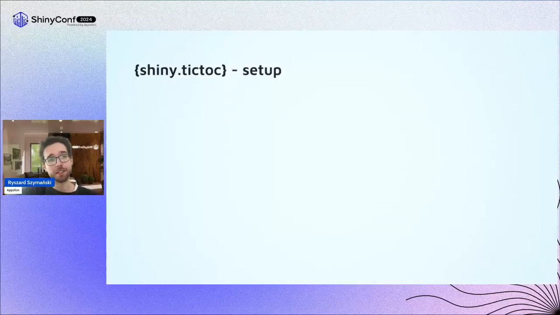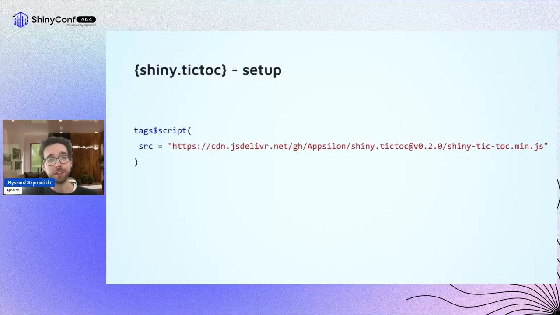To start using ShinyTictoc, all you need to do is include this code chunk anywhere in the UI of your Shiny application. ShinyTictoc is actually a JavaScript file which sets up all of the measurements for you. You don't need to install any R package or install any system dependencies. You just include that JavaScript file in your app and you can get started.